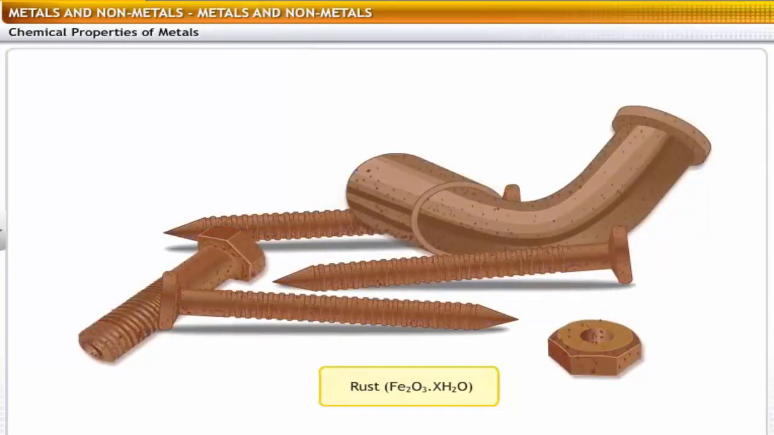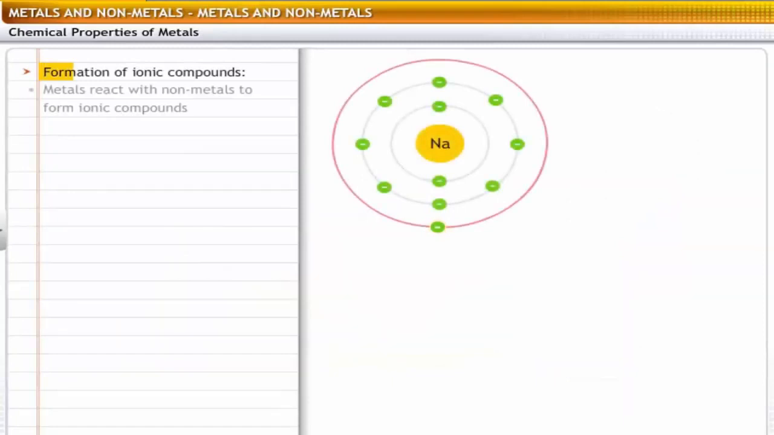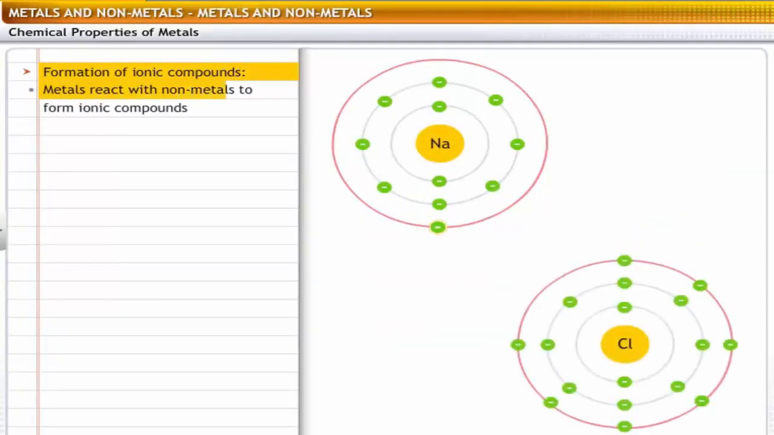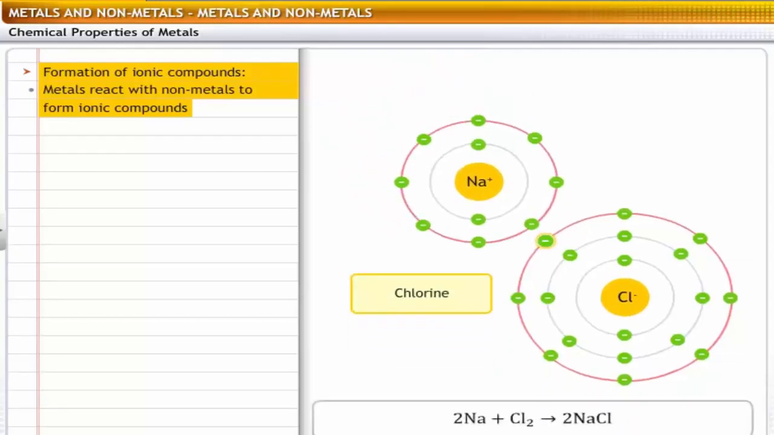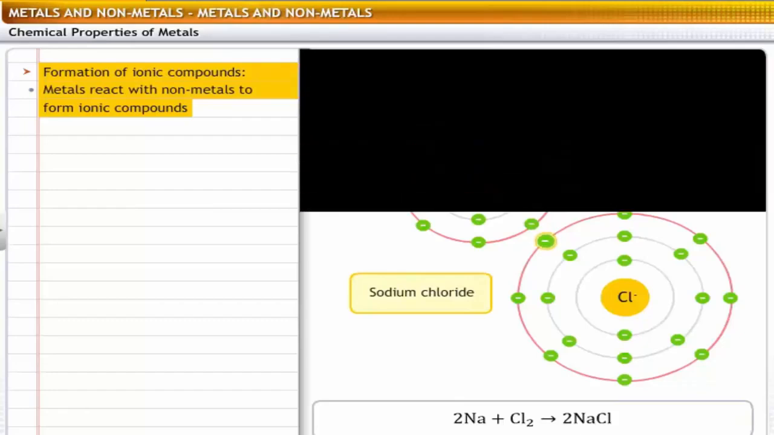Metals react with other elements in a variety of ways. Let's look at some such reactions. Formation of ionic compounds. Metals lose electrons to non-metals to form strong ionic compounds. For example, sodium loses electrons to chlorine to form sodium chloride, which is an ionic compound.